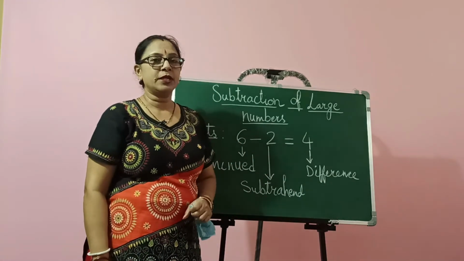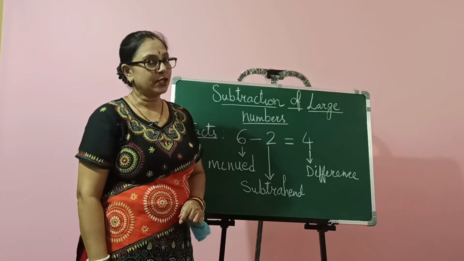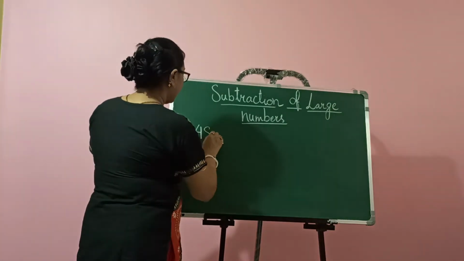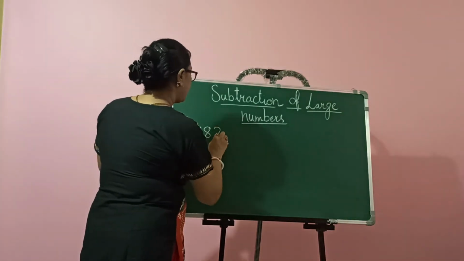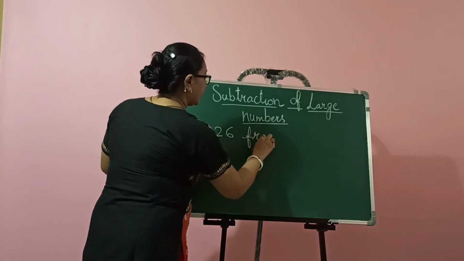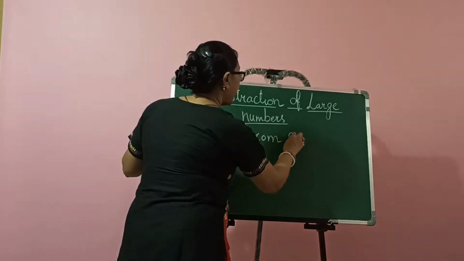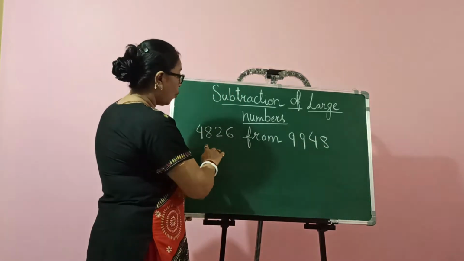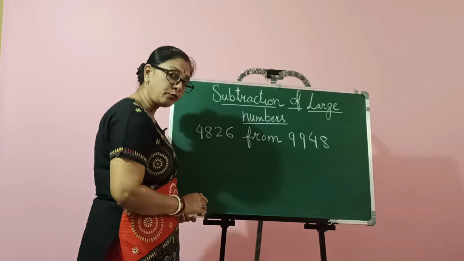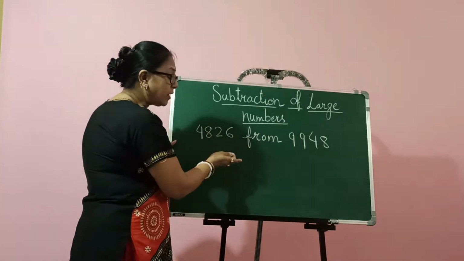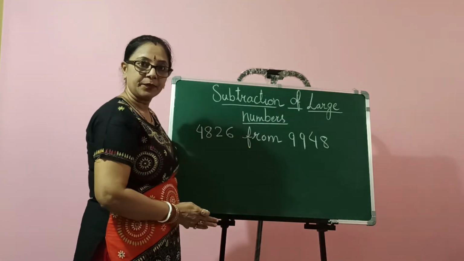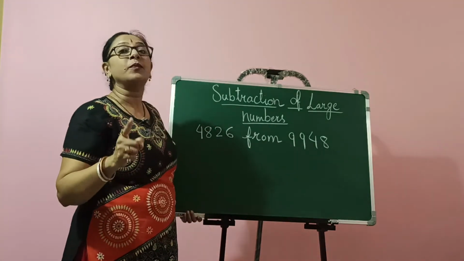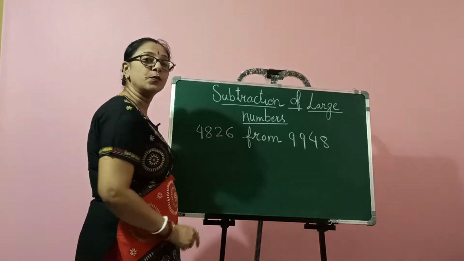So with this note, let us subtract large numbers. Say we have to subtract 4,826 from 9,948. What we have to do is, first we have to arrange the numbers one below the other in columns vertically. We always have to write the larger number on the top, because it is from the larger number that we subtract the smaller number.